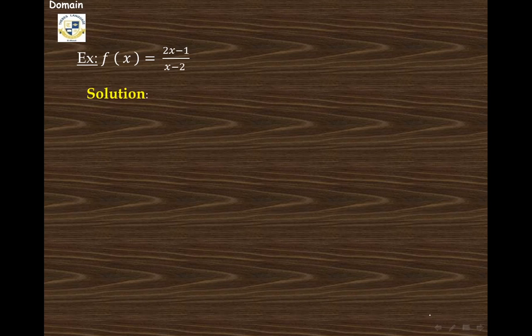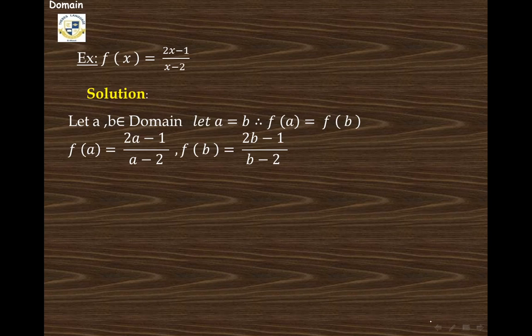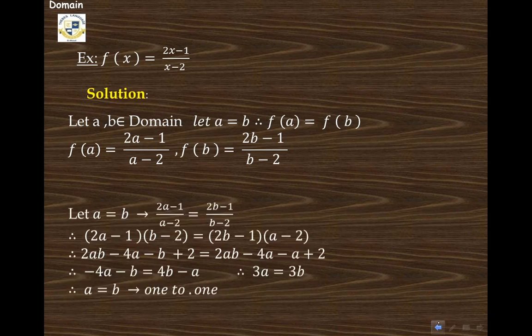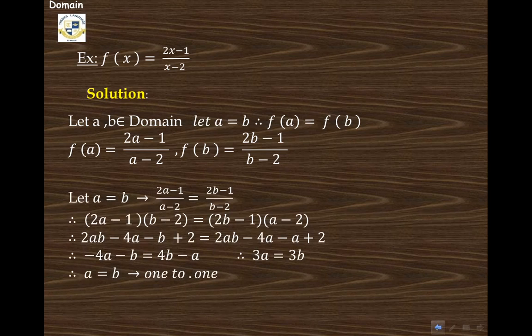I write f of a and f of b. Let a and b belong to the domain. Let a equals b. Therefore, f of a equals f of b. f of a is 2a minus 1 over a minus 2, and f of b is 2b minus 1 over b minus 2. Here, let 2a minus 1 over a minus 2 equals 2b minus 1 over b minus 2. Then 2a minus 1 multiplied by b minus 2 equals 2b minus 1 multiplied by a minus 2.